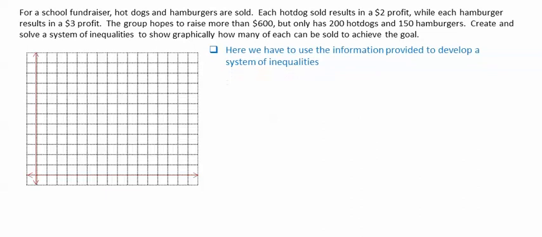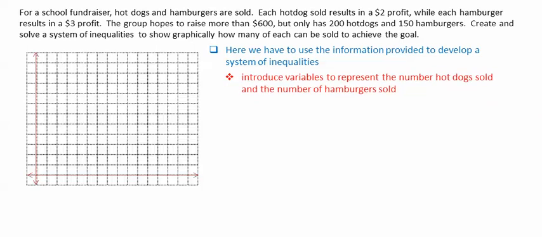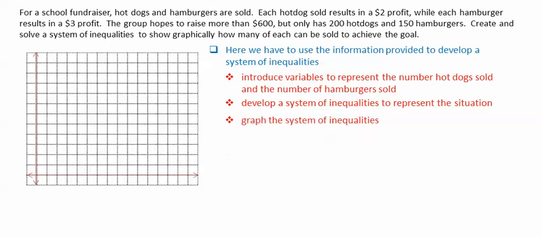Here we have to use the information provided to develop a system of inequalities. We'll introduce variables to represent the number of hot dogs sold and the number of hamburgers sold. We then develop a system of inequalities using these variables to represent the situation. And then we'll graph that resulting system of inequalities.